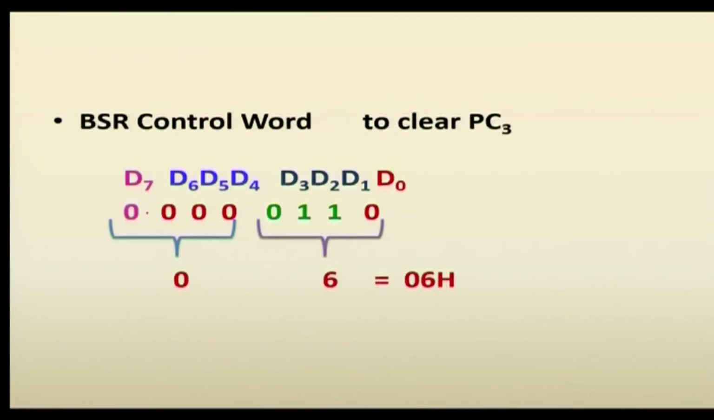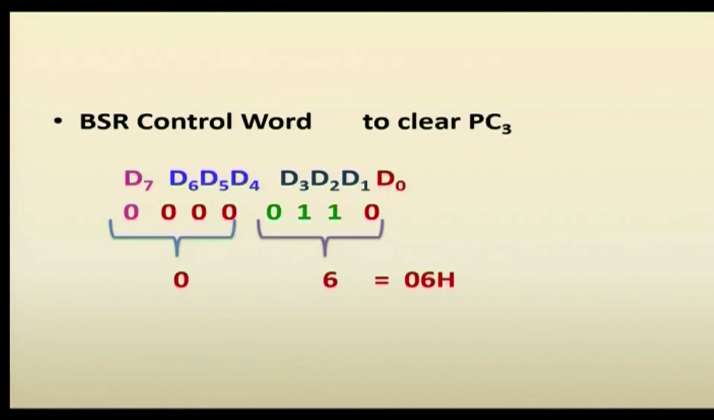In the BSR control word, D7 is always 0, because when the bit position is 0, it is a BSR control word. If it is 1, it is an I/O mode. So we have to write 0 here. Then D4 to D6 are not used in the BSR control word, so I have assumed a 0 value; only 4 bits are used. D0 as 1 means set the value, if it is 0 it means clear the value.